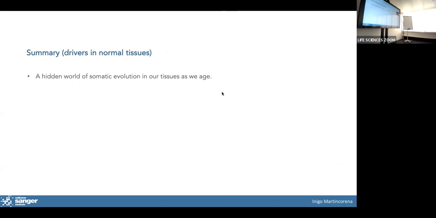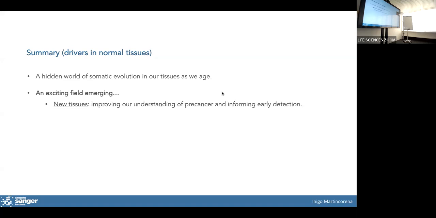Just to summarize, these studies, and similar studies by others, are revealing a previously invisible world of somatic evolution happening in our tissues as we age. I think that was a big surprise for us and others. And we think there is an exciting emerging field. The question is what happens in other tissues, and it's important to understand pre-cancer and early detection.